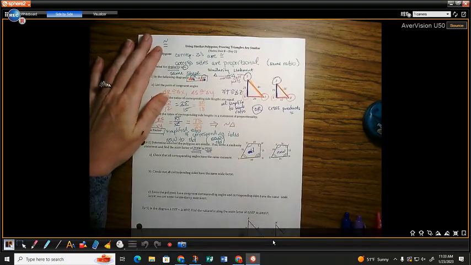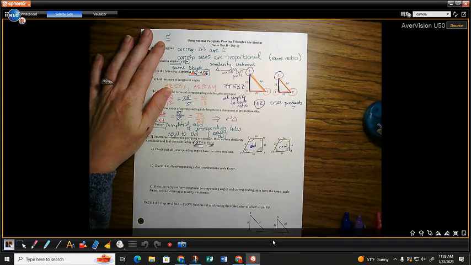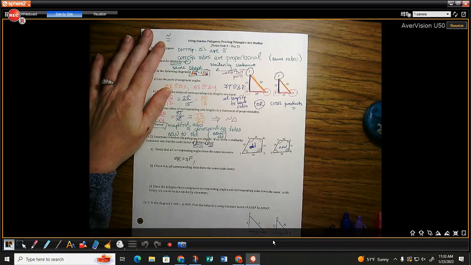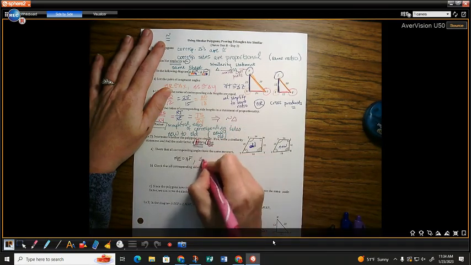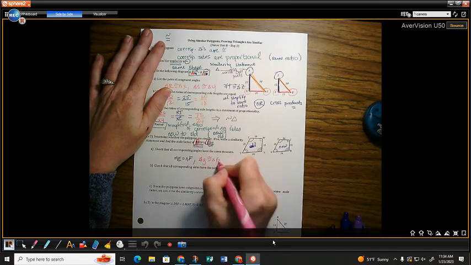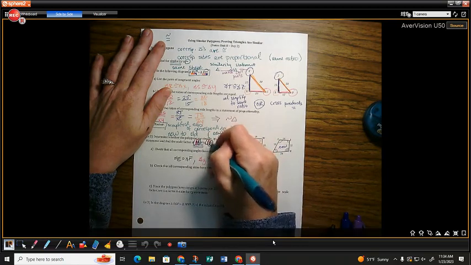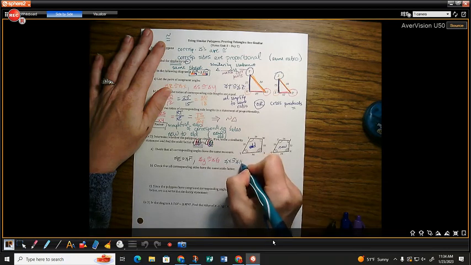Alrighty? So, let's check that our corresponding angles have the same measure. What should correspond to Z? It should be F. Are they congruent? Yes. Angle Z is congruent to angle F. Is angle Y congruent to angle G? Yes. And then you check, is X congruent to H? So angle X is congruent to angle H.